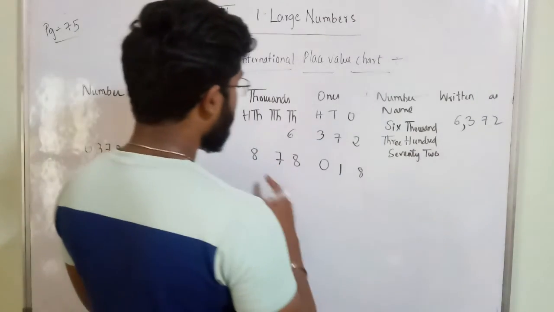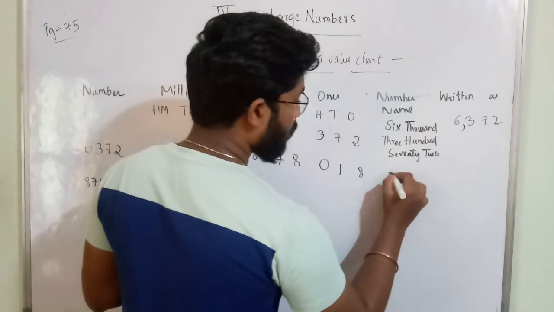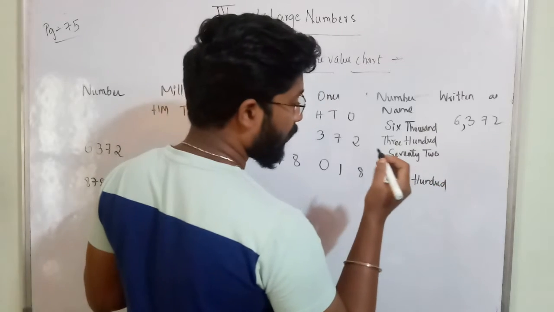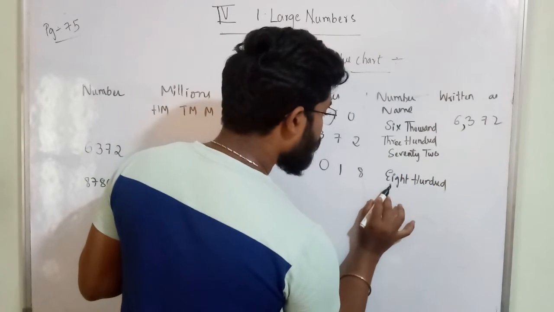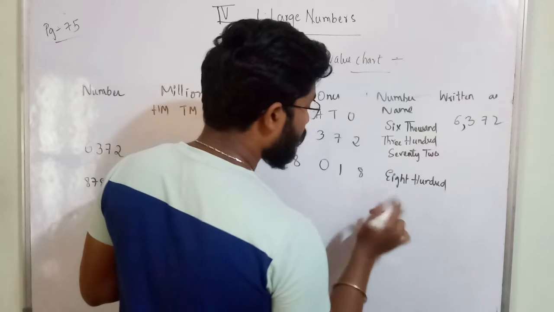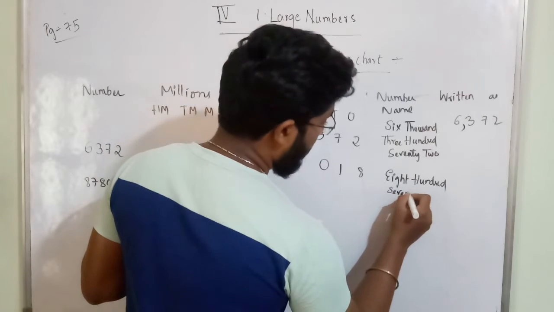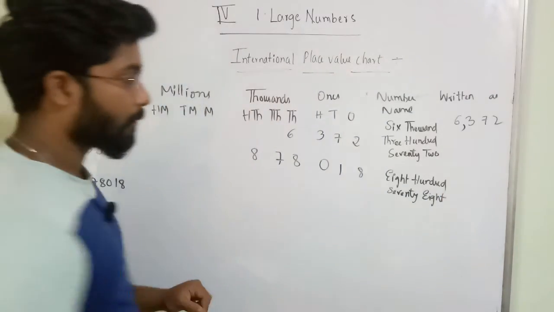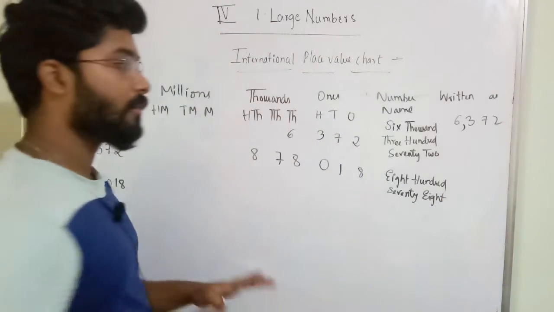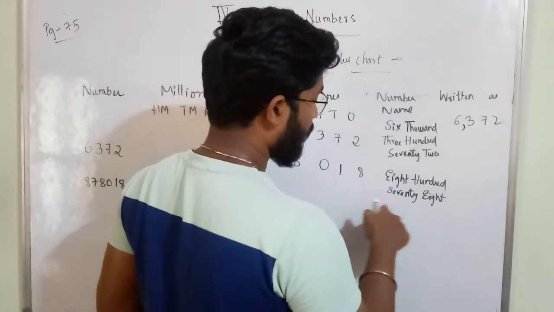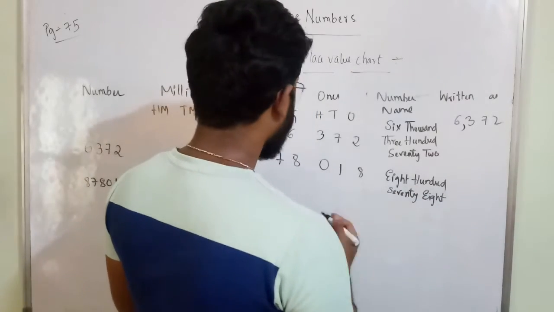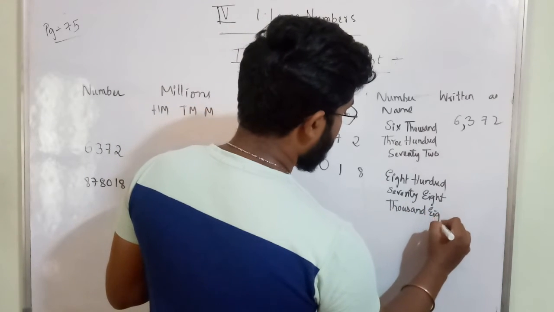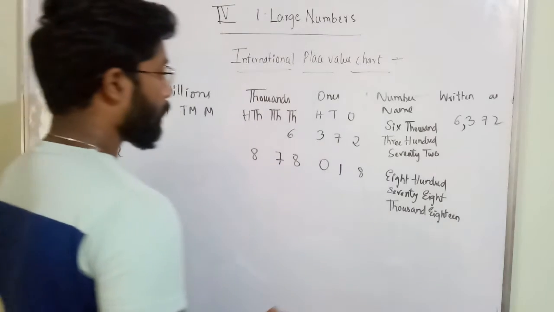So what is the number name? 878,000... 878. Observe carefully what I am saying, what is there in the book. If you listen carefully, once again you can revise that. So listen to my lecture carefully. 878,018, okay. So this is the number.